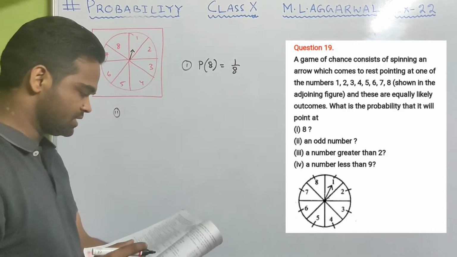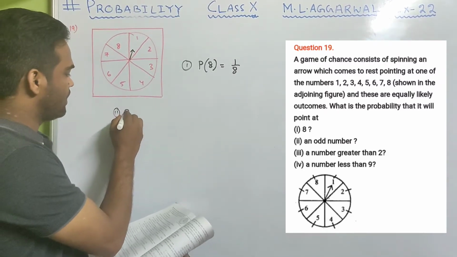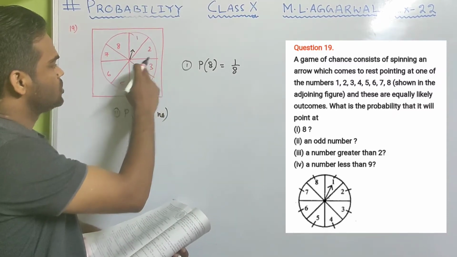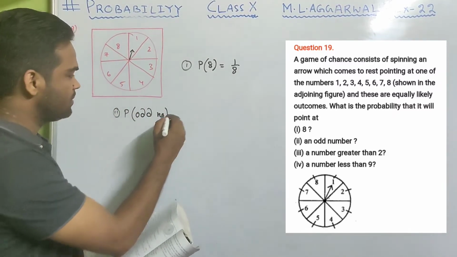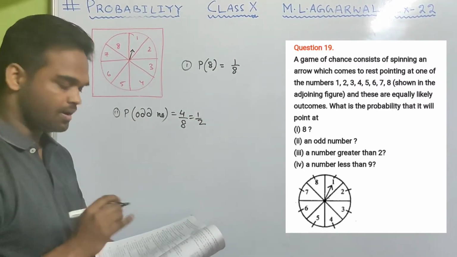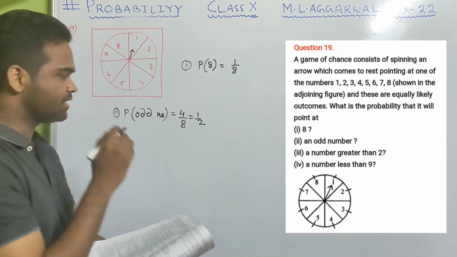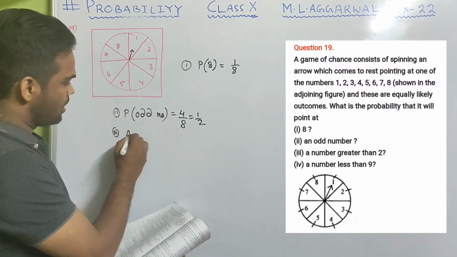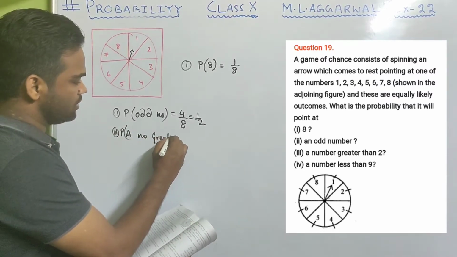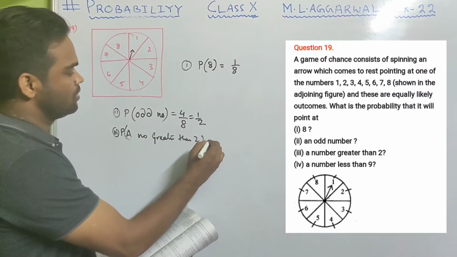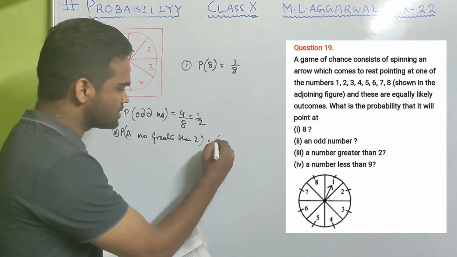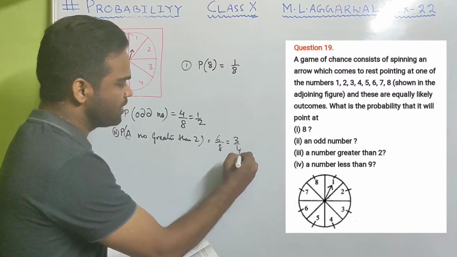Number 2, let us see. An odd number. So probability of an odd number. Now look, 1, 2, 3, 4 odd numbers are there. So that's 4 by 8. That's 1 by 2. Done. A number greater than 2. Probability of a number greater than 2. So there are 1, 2, 3, 4, 5, 6 favorable outcomes. So that's 6 by 8. That's 3 by 4.